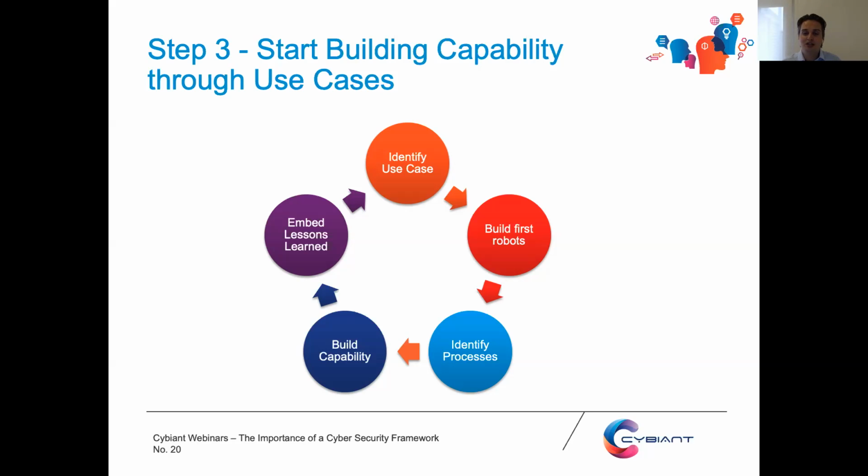You identify a use case, you start looking into the automation of that by building a first robot. You then identify the processes which are required in order to support that robot. You'll build capability, so you run it for a while. You embed the lessons of that automation first, and then you start moving on towards the next use case. So organizations that I've been in, they start with a very simple project. They typically refer to it as a base case or a proof of concept. And based upon that, they will start automating more and more processes.